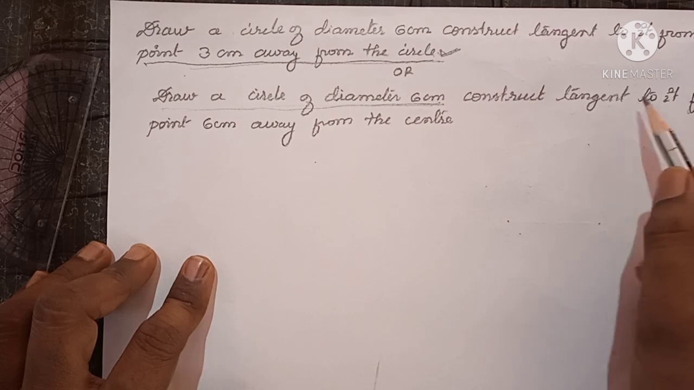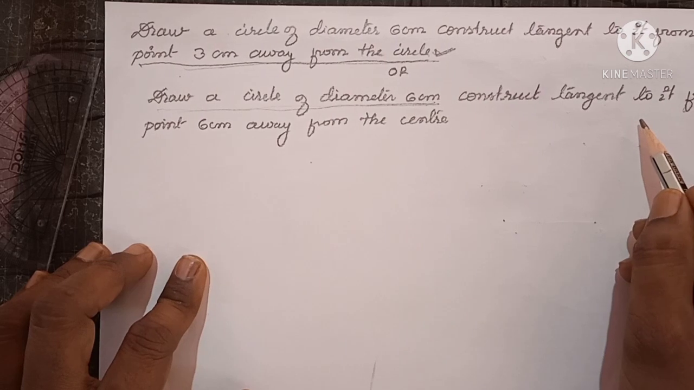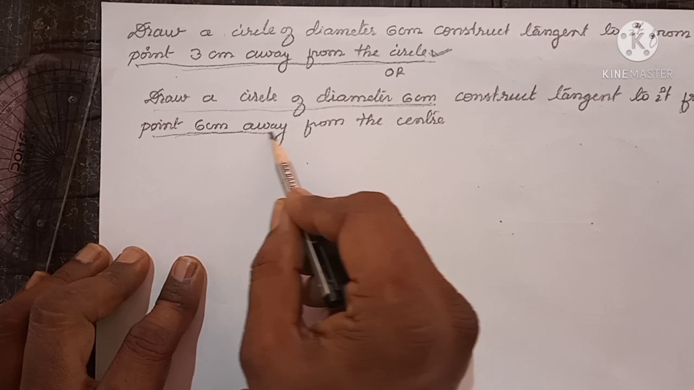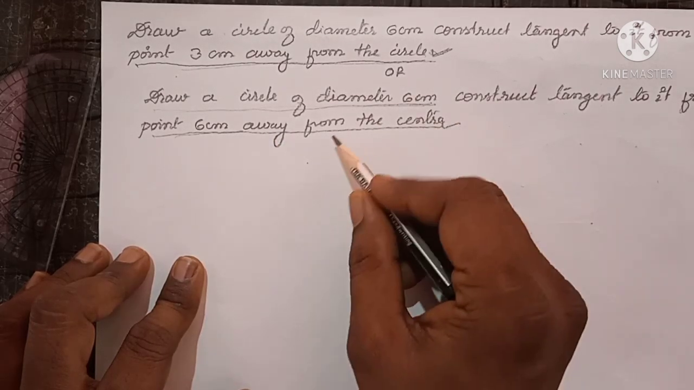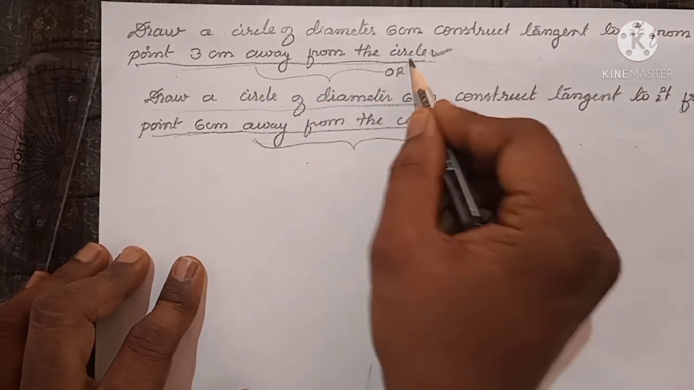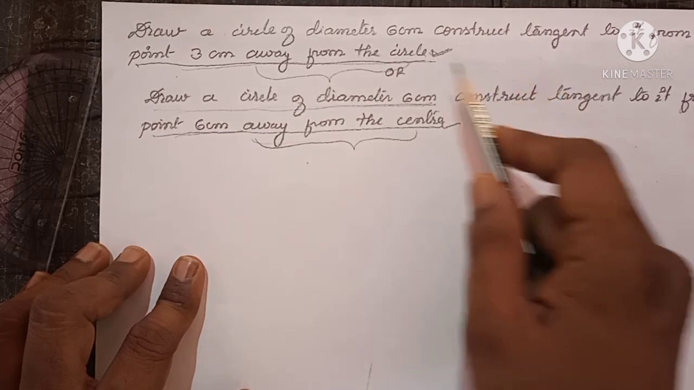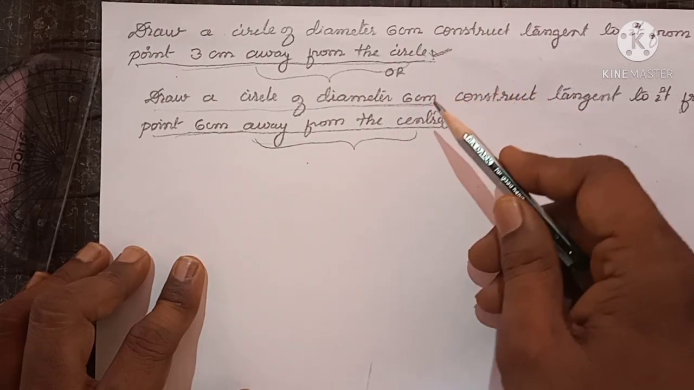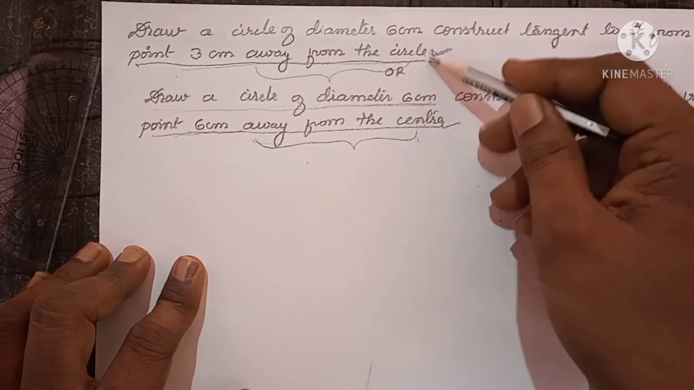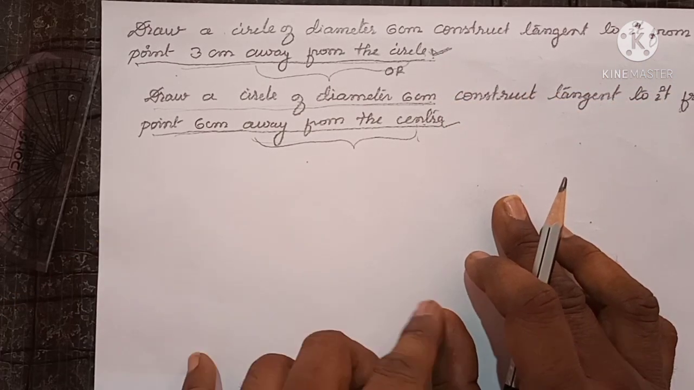And after that you construct the tangent, but what does the point mean? The external point is from a point 6 cm, which is away from the center. Here, away from the center is mentioned, and there, away from the circle is given. So that external point is away from the circle, or away from the center. You can read these points, and regarding these points you can construct the diagrams. Understood?